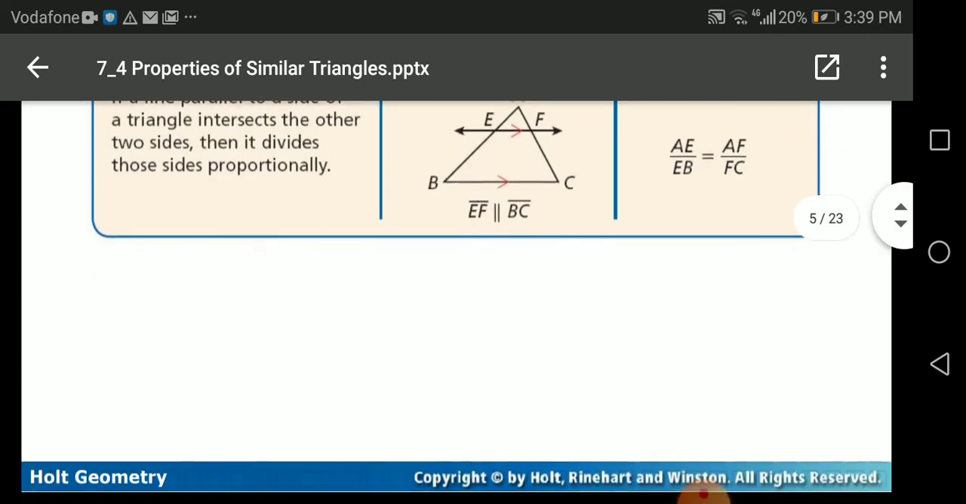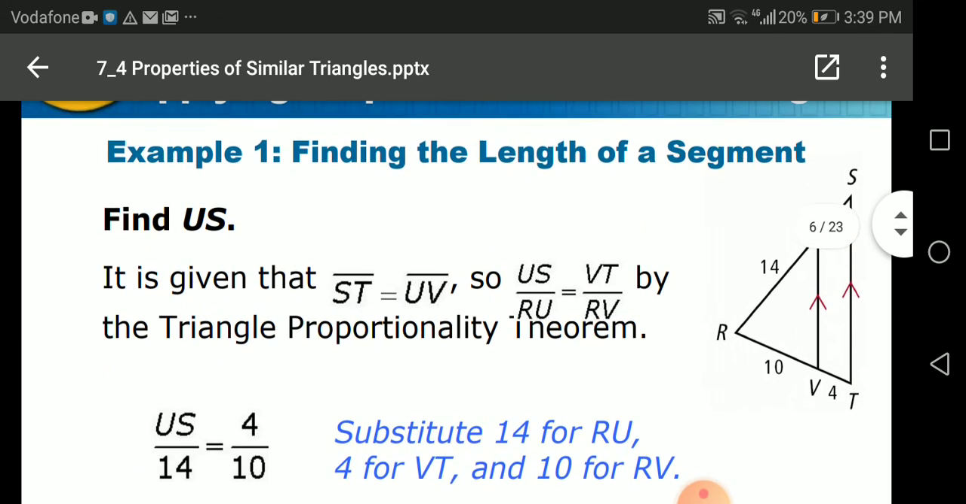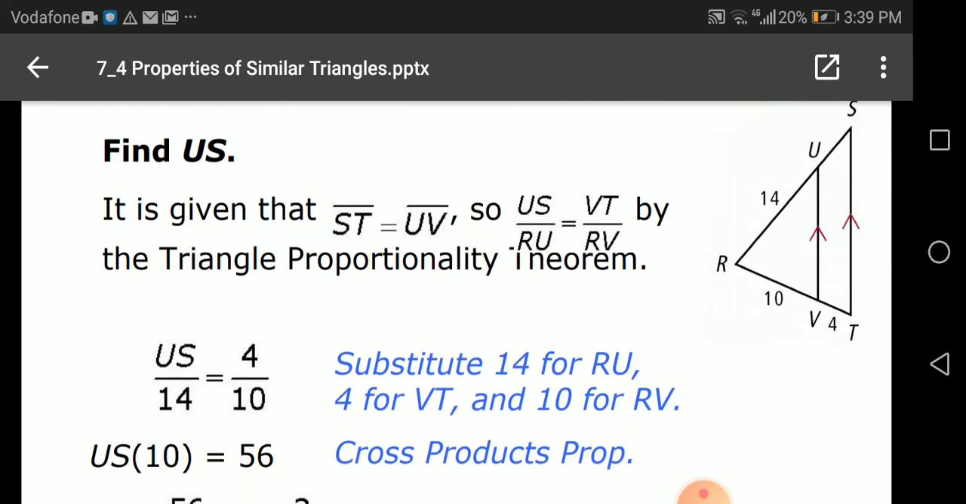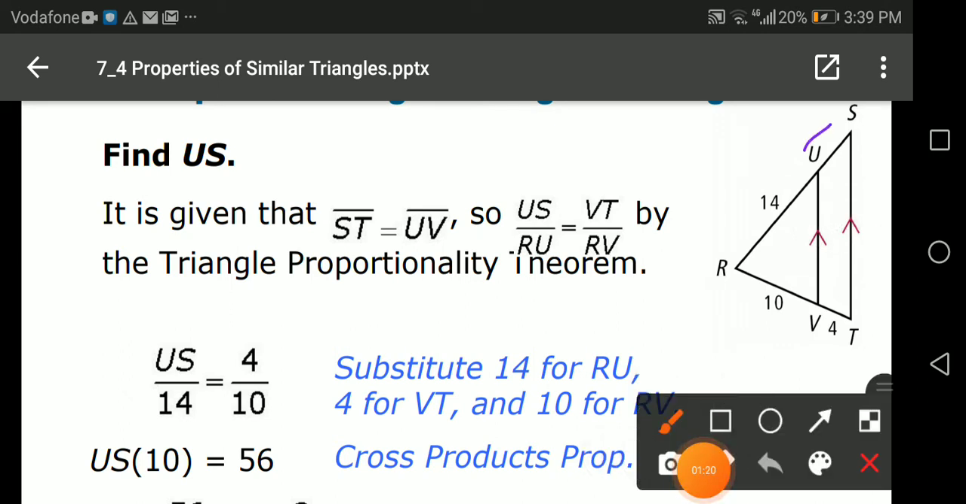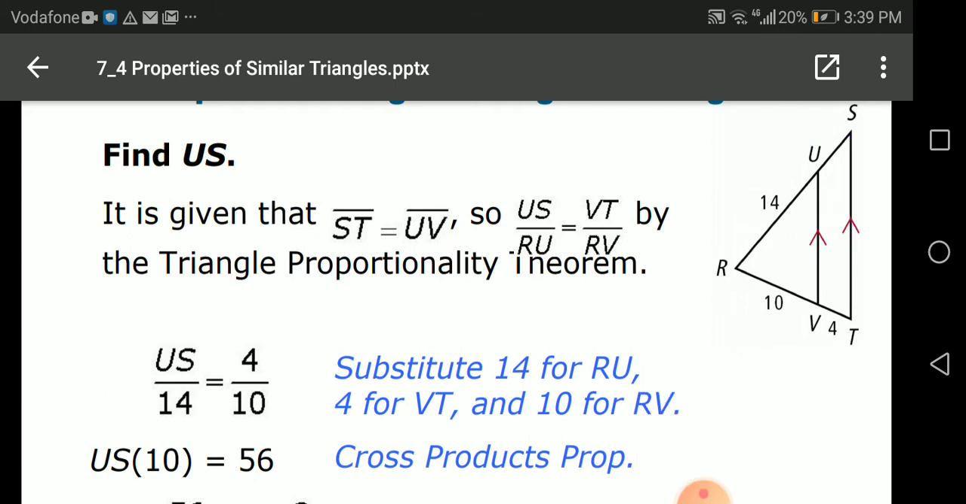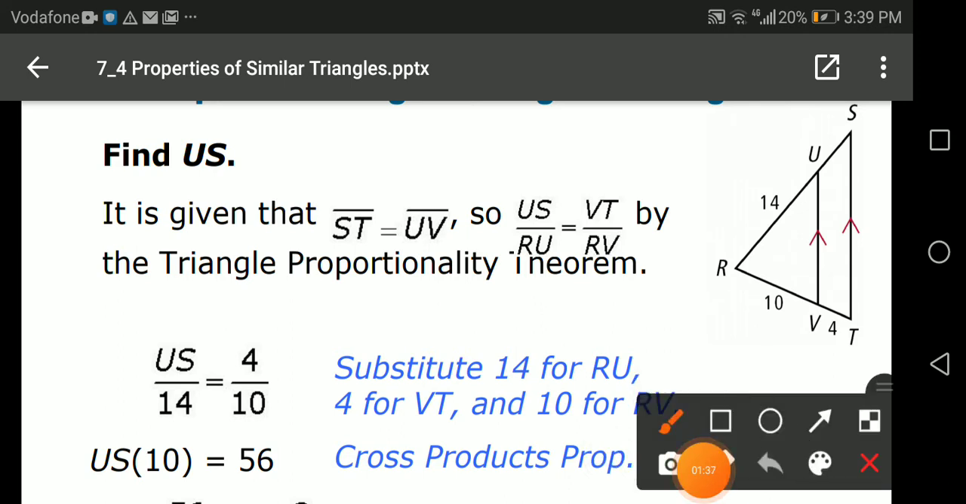Okay, so how can we solve problems here? I've got here, find US. The question is to find US, this one. We have a line which is parallel to one side of the triangle, so this gives me the proportionality theorem. So I have US over UR, the same as TV over VR. So US over 14 is the same as 4 over 10, right? Then I can get the value of US.